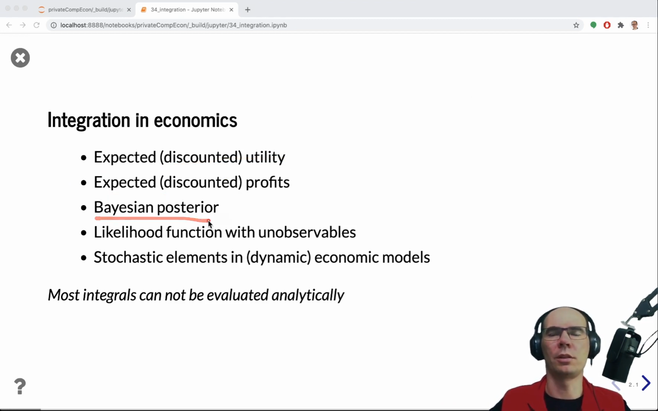Bayesian posterior is the standard integration task, not only in econometric applications, but also in, for example, models of learning. Now, likelihood function with unobservables requires integrating these unobservables out, which is also often done by numerical methods. And then, of course, as many things, analytical solutions may not exist. So in order to proceed further, we need to learn how to compute numerical integrals.